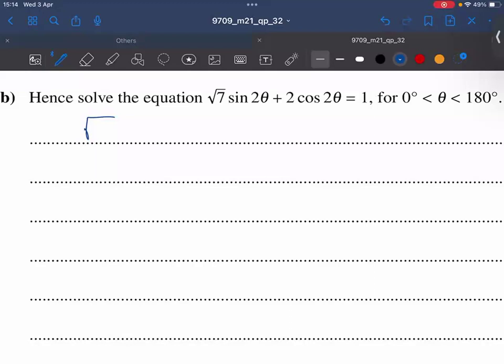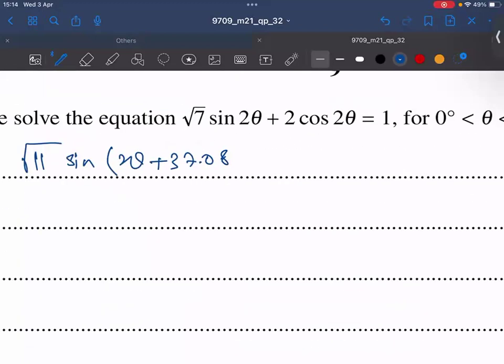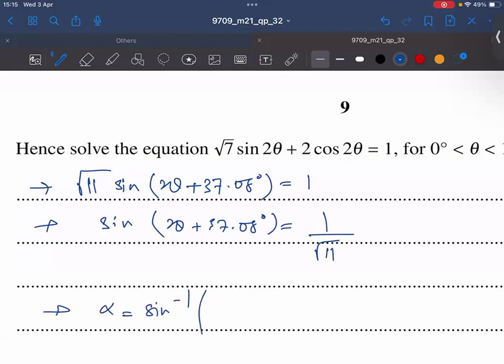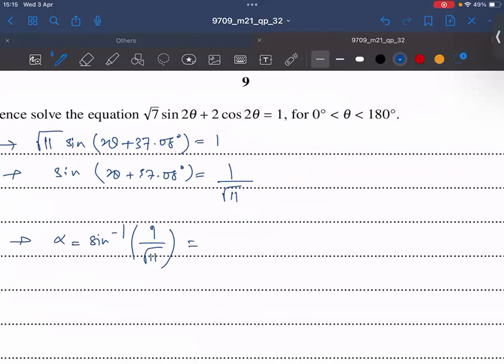Yes, I'm going to write down square root of 11 sine 2 theta plus 37.08. Because in place of x, I'm going to replace with 2 theta, equals to 1. Now you're supposed to solve it. Come on, hurry up. 1 over square root of 11. I want you to calculate the basic angle, which is sine inverse of 1 over square root of 11.